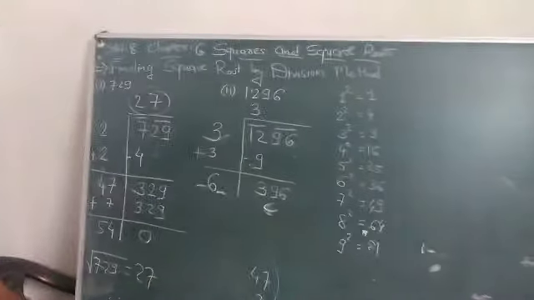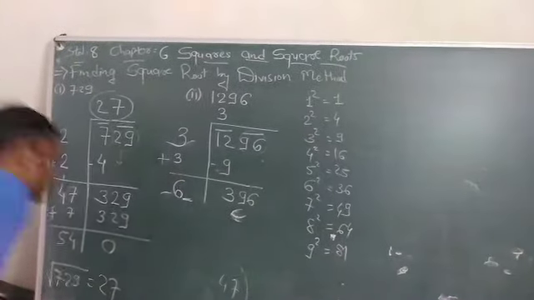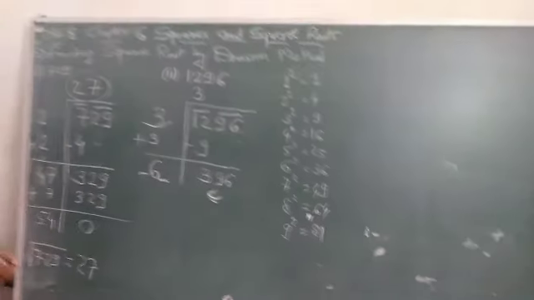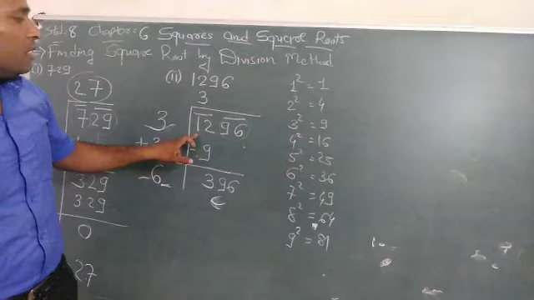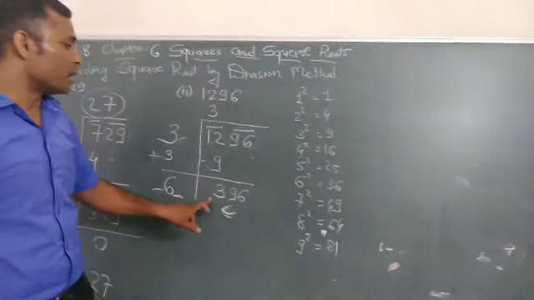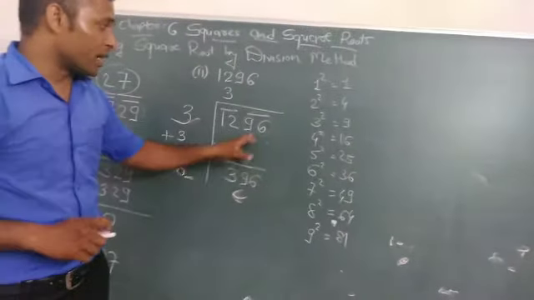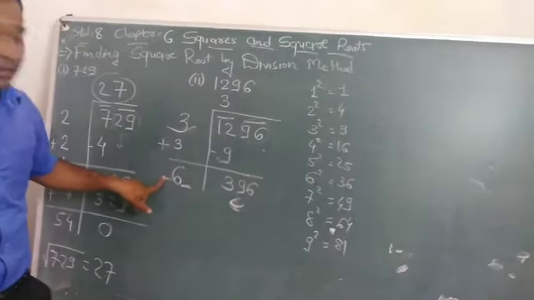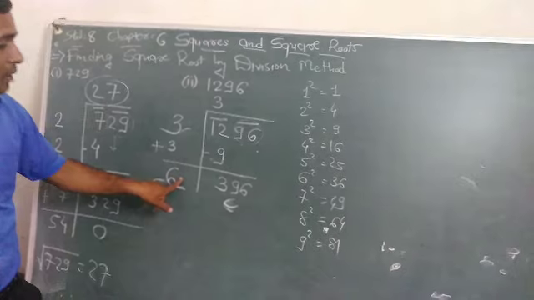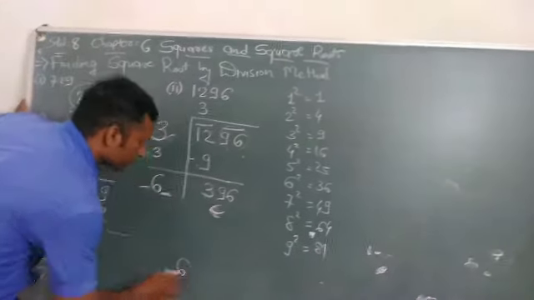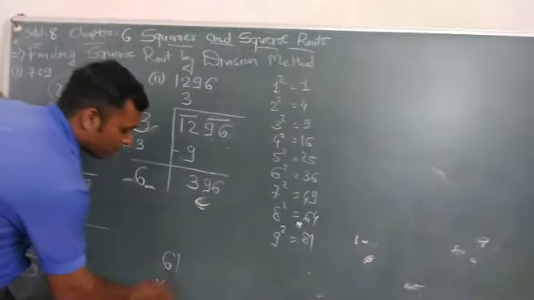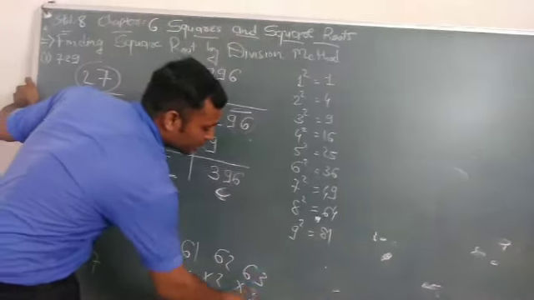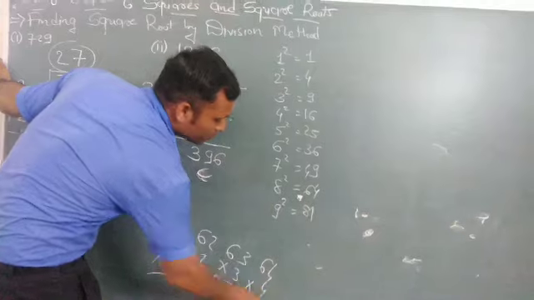Now continue with this example. Again 12, 3 3s are 9, remainder is 3. Now carry forward 396 downward, double it, 3 plus 3 is 6. Now the next number 6. If you put 1, multiply by 1. If you put 2, multiply by 2. If you put 3, multiply by 3. If you put 4, multiply by 4.